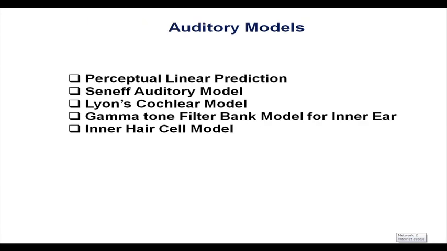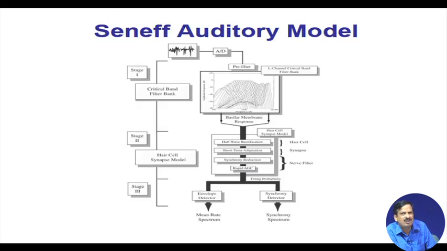So, different auditory models are available. Perceptual linear prediction, this is known as PLP. These details I will cover during the linear prediction analysis. Then there are the SNP auditory model, the Lyon cochlear model, the gammatone filter bank model, or the inner ear or inner hair cell model. So, all are called auditory modeling of human speech processing. I will just discuss one or two models and then you can study the rest. One model is the SNP auditory model.